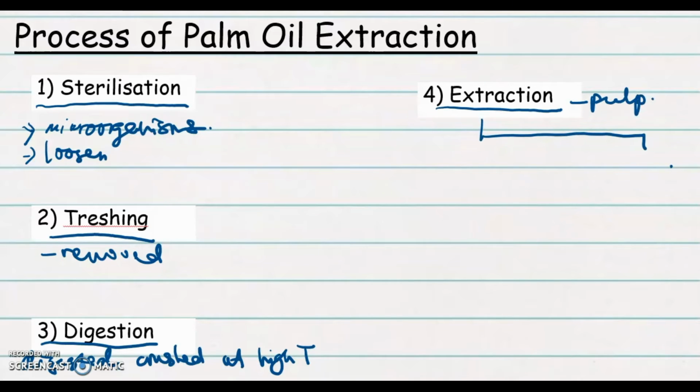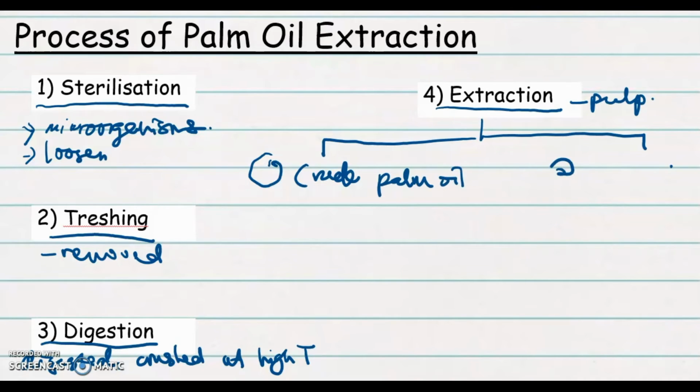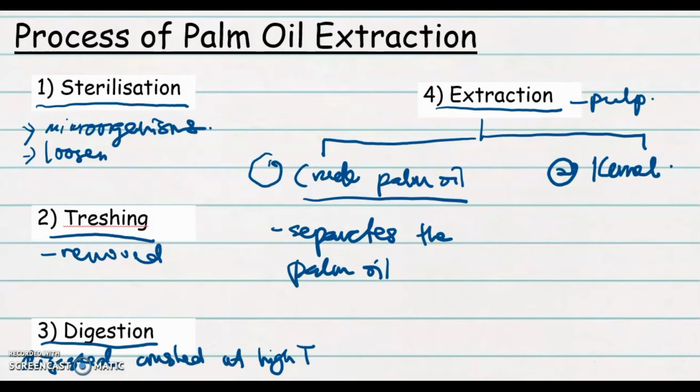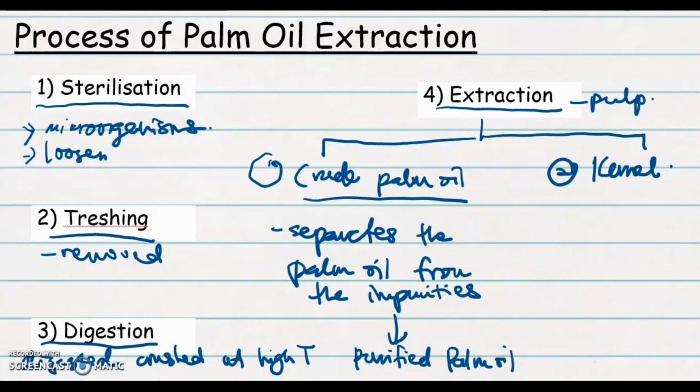Okay, so for this process, we have two products. Number one, crude palm oil, and number two is the kernel. Crude palm oil is purified, which separates the palm oil from the impurities. So after that, we will produce purified palm oil. So here is the last product for number one.